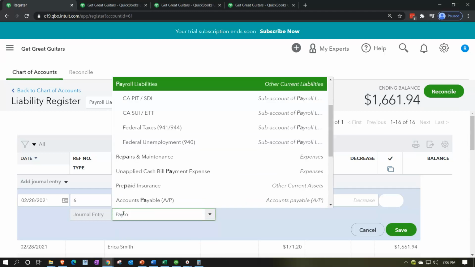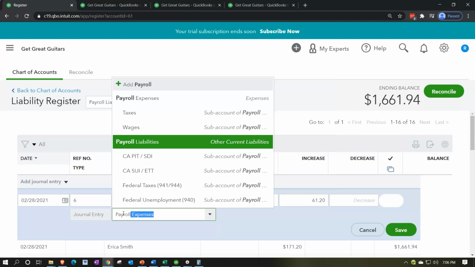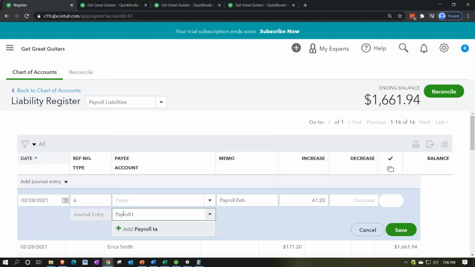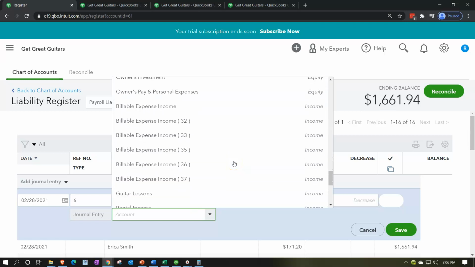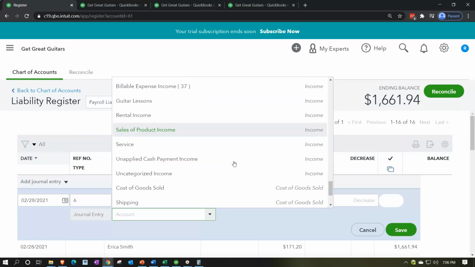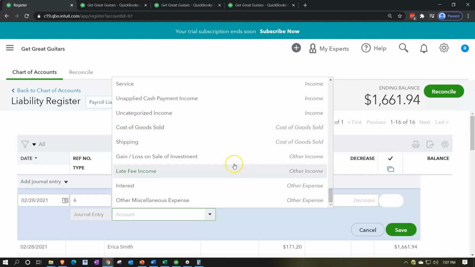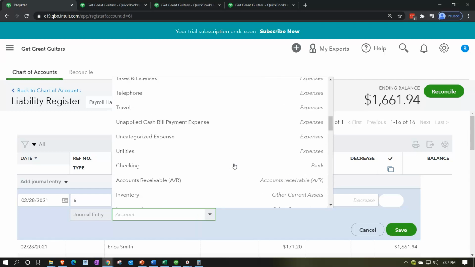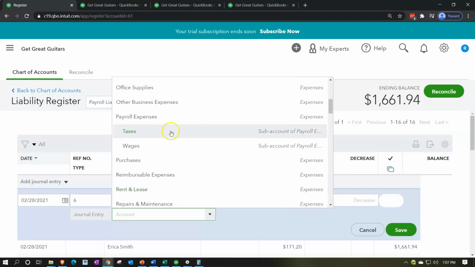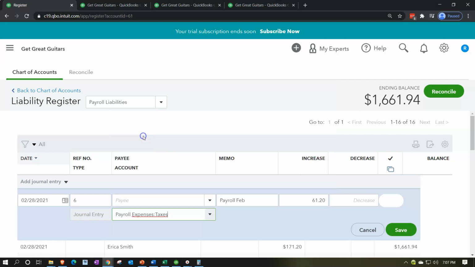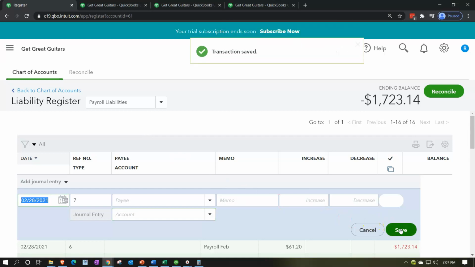So it's going to be the payroll tax account, or wages. What do they call it? Let's find it. It's going to be an expense type of account. And this is income, other income, expenses. There it is, payroll expense, and then there's the taxes. So it's a sub account of the payroll expense. That's the one we want. So let's save it and close it, and then check it out.